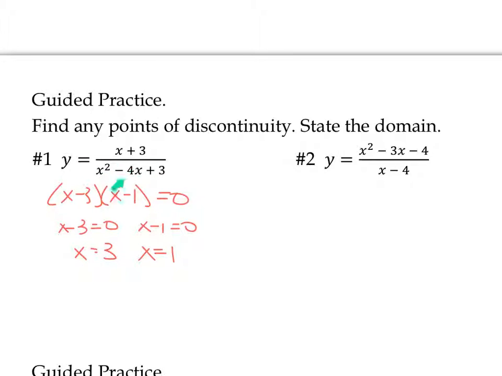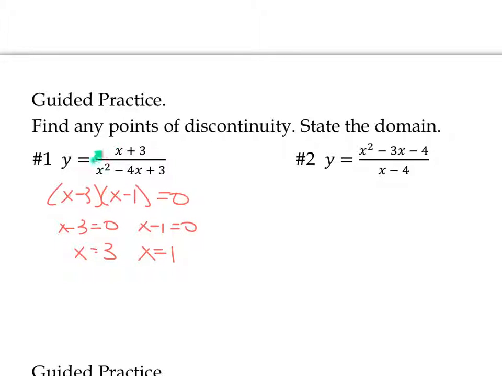So we factored the denominator, because we want to see what numbers I would plug in here to make this equal to 0. So if you put a 3 in the denominator, it's going to come out to 0. 3 squared is 9, minus 4 times 3, that's 12. 9 minus 12 is negative 3, plus 3 is 0. So we have a denominator of 0. You can't plug in a number that will give you a denominator equal to 0. Okay? And it doesn't have a common factor.